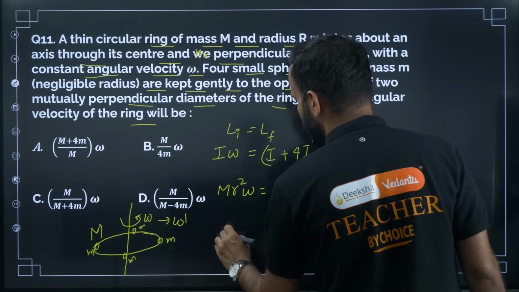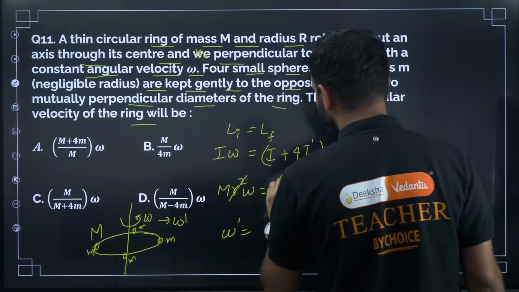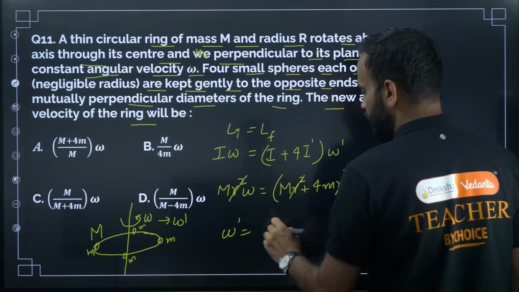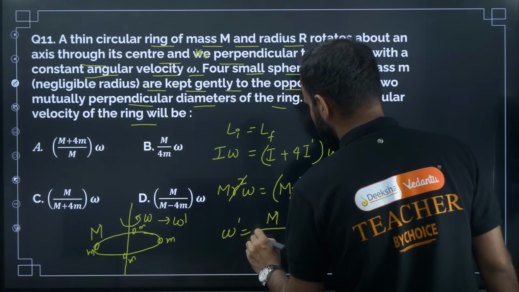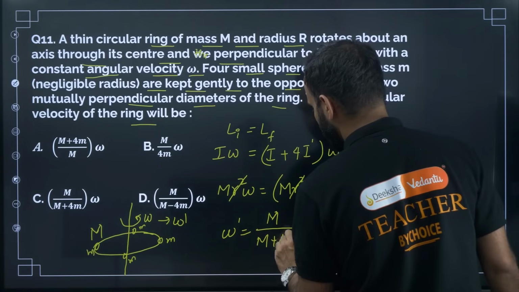Okay, so now omega dash is equal to, here r square will get cancelled, omega dash equal to M divided by M plus 4m, into omega.